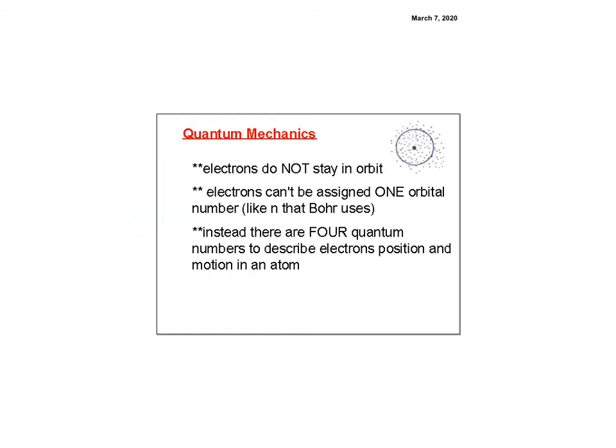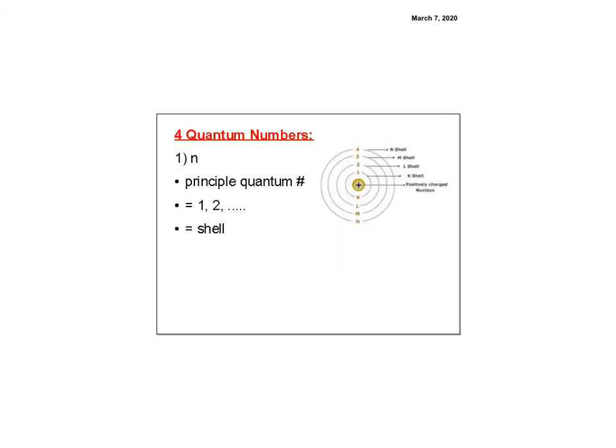For quantum mechanics, remember, electrons do not stay in the orbit. They're all over the place, so this is the most likely place for it to be. So they can't be assigned to one orbital number like n, like the Bohr model uses. Instead, there are 4 quantum numbers to describe the electron's position and motion in the atom, and no two electrons can ever be in the same place in the atom. So the 4 quantum numbers, remember we talked about, we have n, which is the principal quantum number, which can be 1, 2, 3, and so on, the shells.